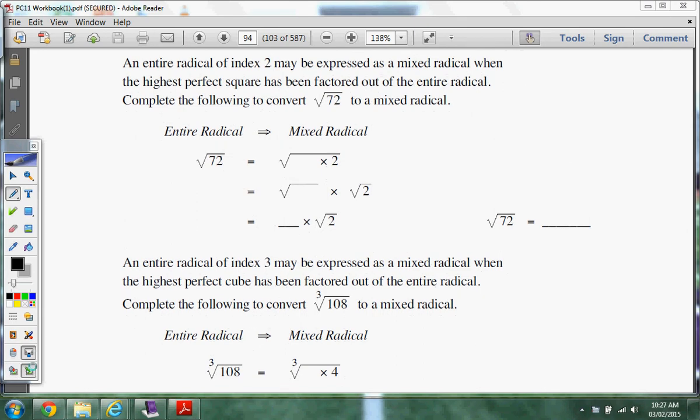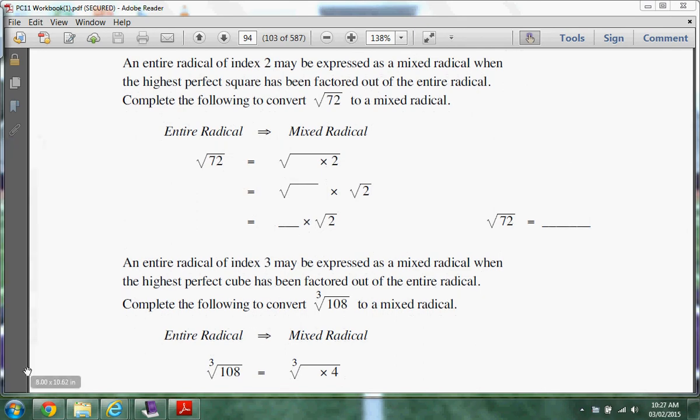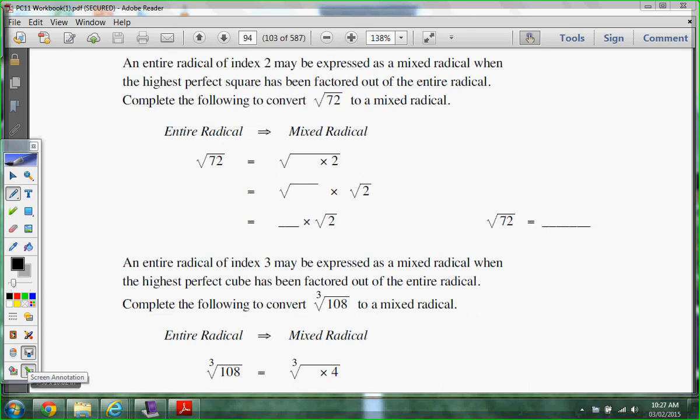So we have an entire radical of index 2 may be expressed as a mixed radical when the highest perfect square has been factored out of the entire radical. So that's what I've been teaching you. Find the highest perfect square, pull it out. So for example, for 72, we'd break that down to what? Good, 36 and 2.